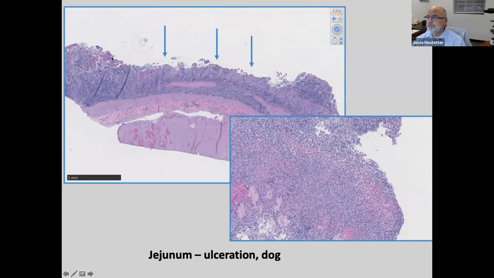This is jejunum, and we have an ulceration that extends all the way down into the submucosa. And if we look at the inset here, the higher magnification, the ulcer bed is filled with degenerate neutrophils and cell debris. So that's kind of the end of the spectrum for epithelial injury and change in a biopsy. And of course, this is a full thickness biopsy.